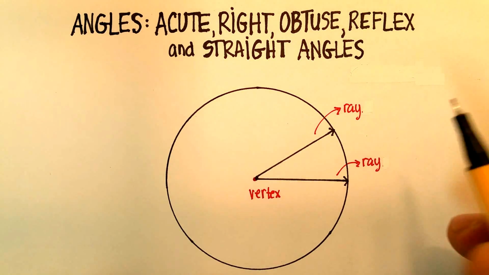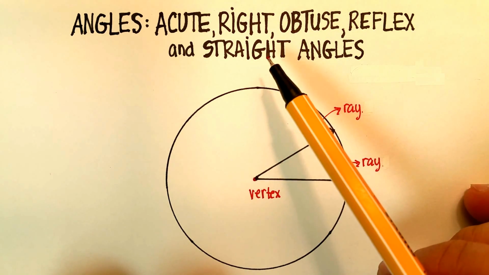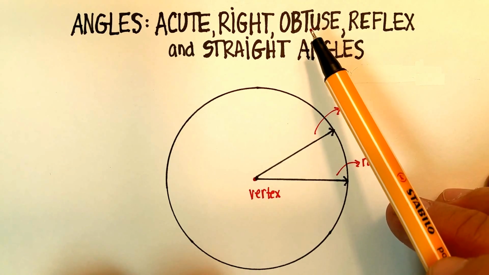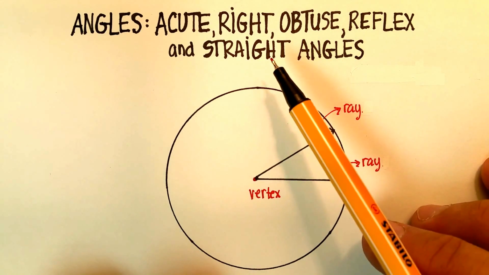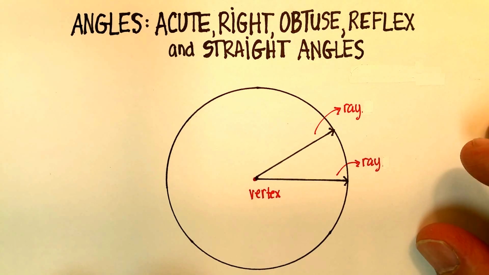Okay, in this video, we're going to talk about angles, and we're going to talk about five different types of angles: acute angles, right angles, obtuse angles, reflex angles, and straight angles. And we're going to talk about it in the context of a circle, because I think it makes a lot of sense here when we do that, all right?